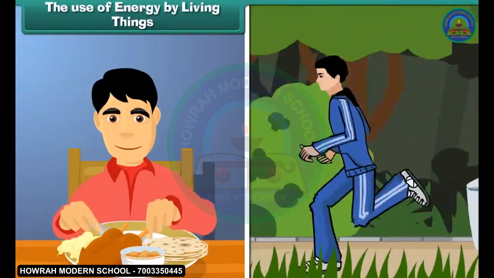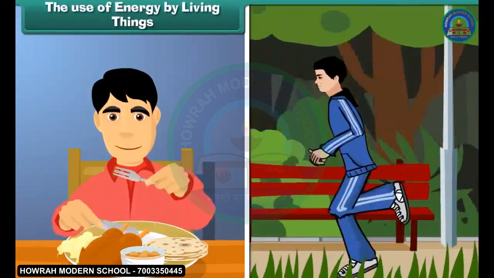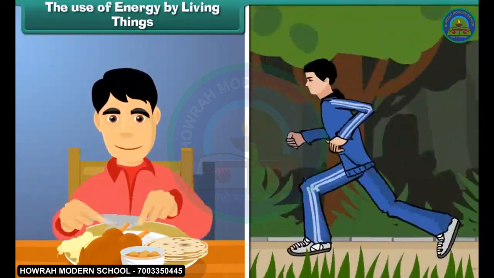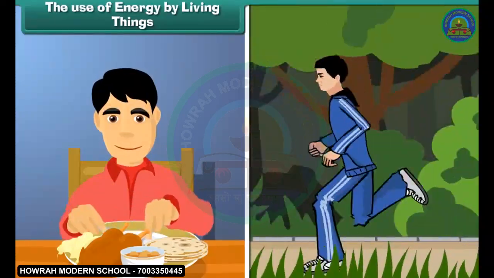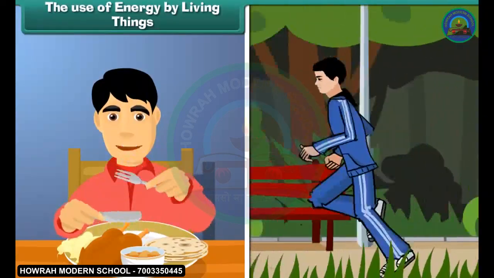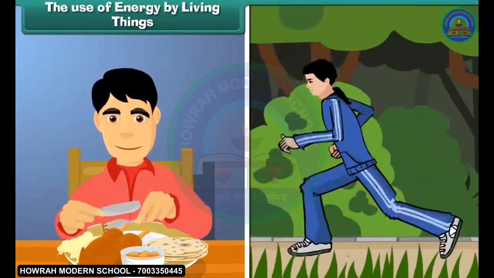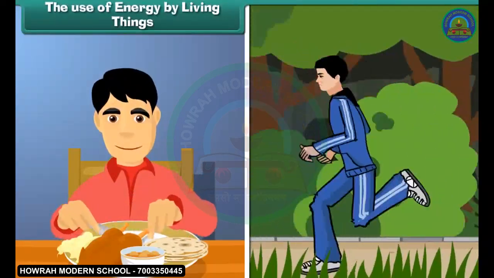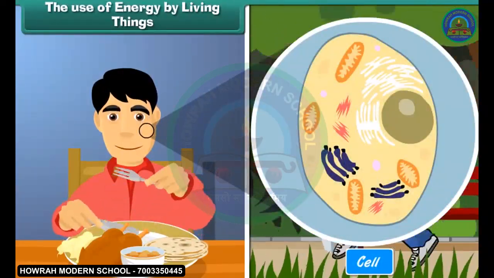The use of energy by living things. A living being constantly requires energy not only to perform various activities of the body, but also to overcome entropy, the degree of disorder in a system or tendency to randomness. The source of energy is food. It is required by every cell of the body.